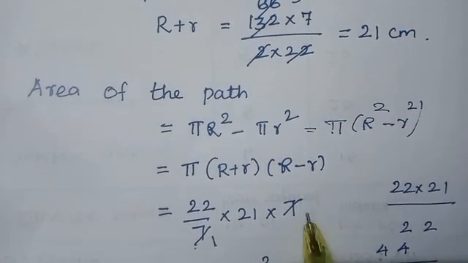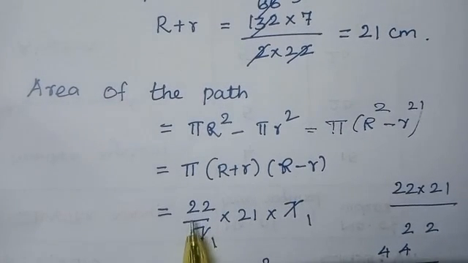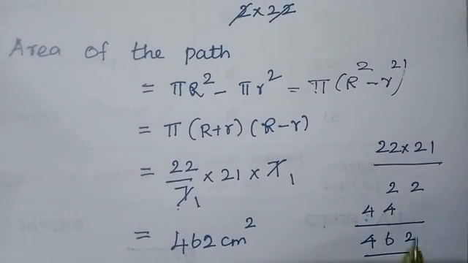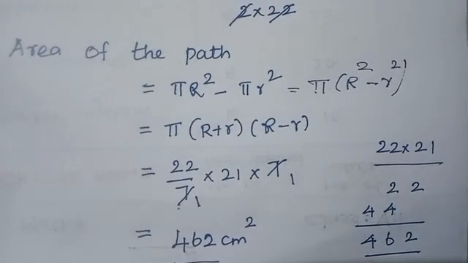Cancel 7 and 7. Multiply 22 into 21. 1 into 22, 22. 2 into 22, 44. Add this, we get 462. This is the area of the path.